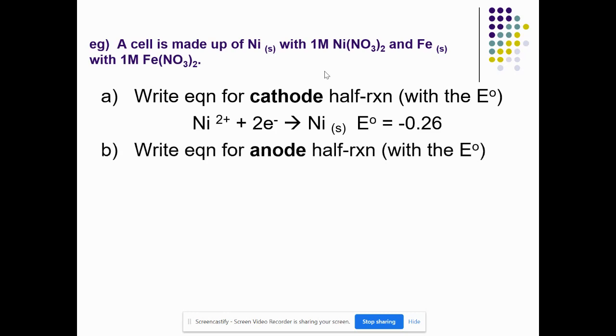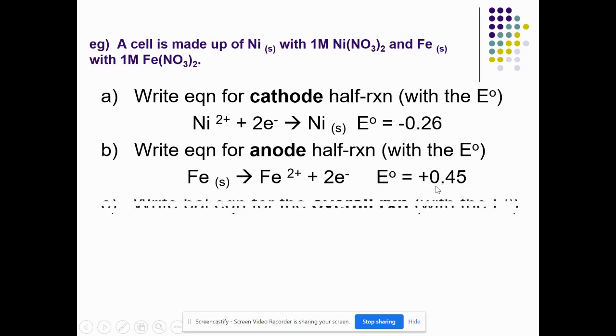So my anode is the Fe. So Fe, I'm going to write it exactly backwards. So we're going Fe2+ plus 2 electrons, and I'm going to change my sign. Notice how on the table it's negative 0.45. Now it's going to be positive 0.45.